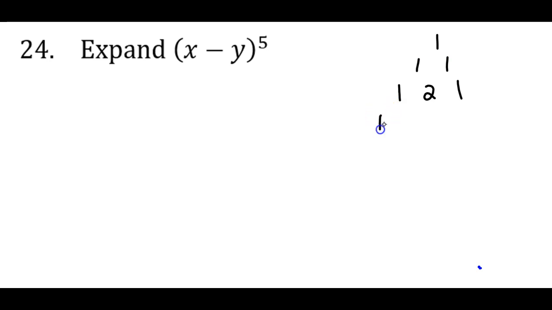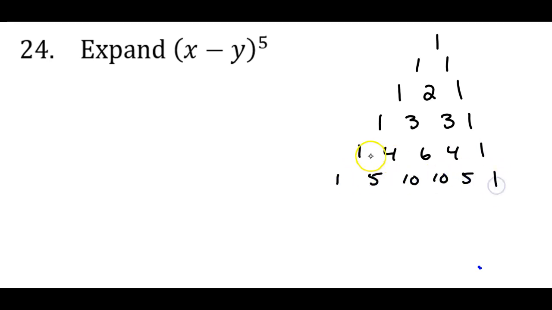So for the third row, I'm going to start with 1, sum up 2 plus 1, end with a 1. Fourth row, 1 plus 3 is 4, 3 plus 3 is 6, 3 and 1 makes 4, end with a 1. Then 1, 5, 10, 10, 5, 1. I'm just summing up the numbers above. So this is my 0 row, my first, my second, my third, my fourth, and then my fifth.